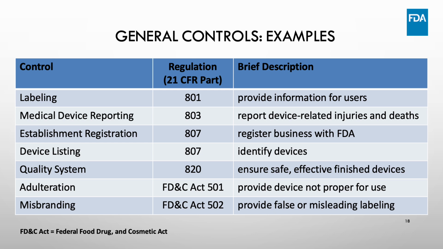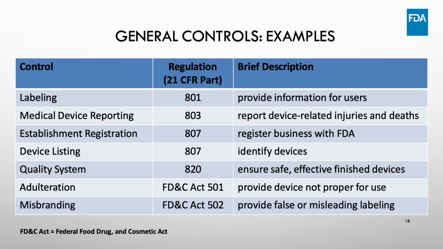General controls are the one type of regulatory controls that apply to all classes of medical devices, that is Class 1, 2, and 3. This table lists some examples of general controls along with where they appear in the regulation or law, and a brief description. For example, one fundamental general control is labeling. 21 CFR Part 801 provides details involving labeling, which broadly speaking requires providing information about the device to ensure its safe and effective use.